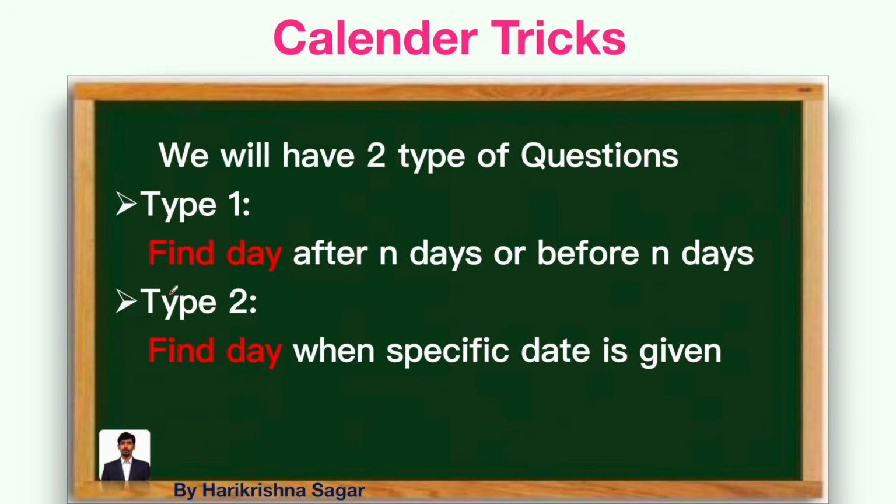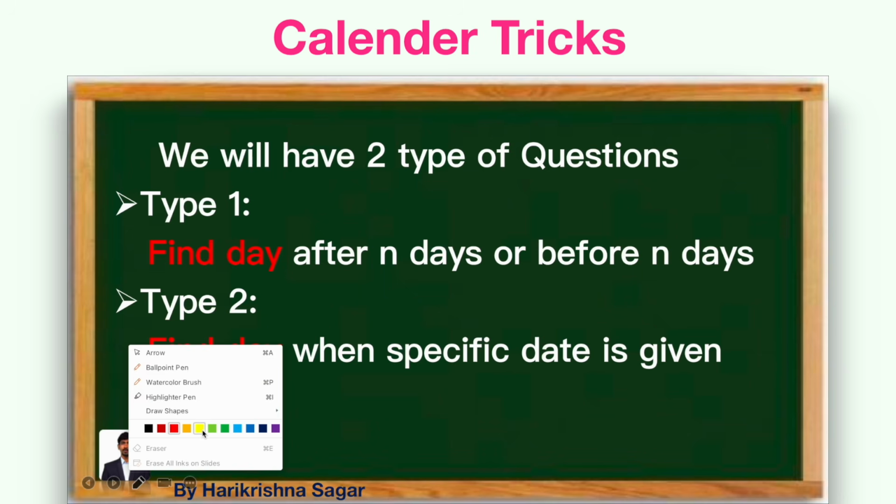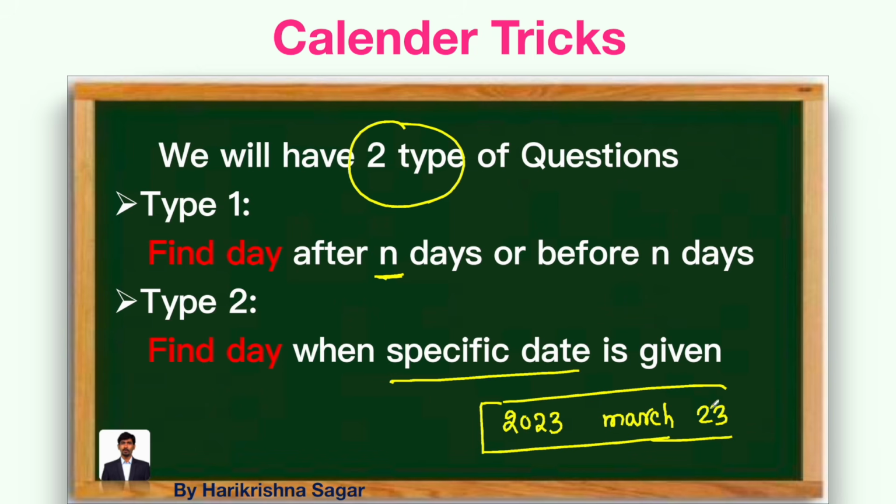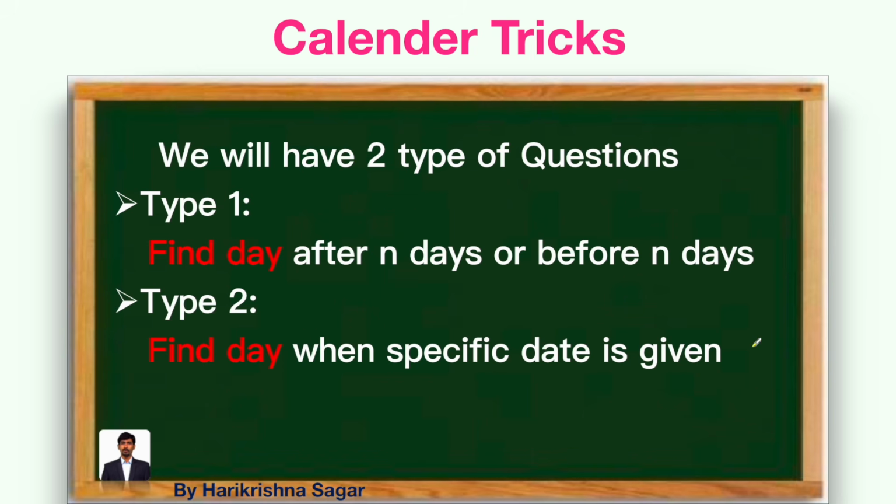So if you observe the calendar questions, broadly you will be seeing two types of questions. What are the two types? First type, finding the day after n days or before n days, or finding the day on any specific date which they are going to give. For example, 2023 March 23rd, what is the day? They will give a date for us, and we have to find out the day of that particular date. So these are the only two types of questions you will be seeing in the calendar questions.